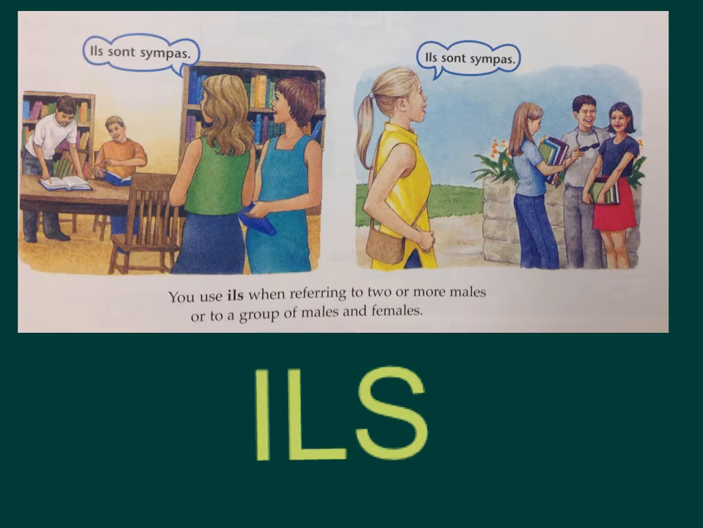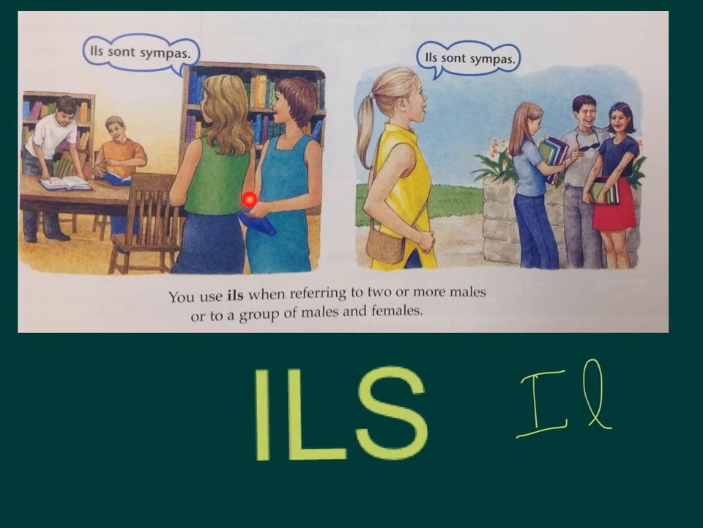Okay, we're almost done. Next we have ils. Now please note that this is pronounced the same way as the singular, il, okay, because we don't pronounce the S at the end. So il and ils pronounce the same way. So we're going to use ils, I-L-S, when referring to two or more males or to a group of males and females.